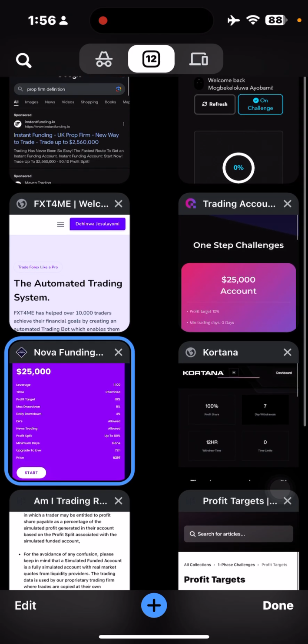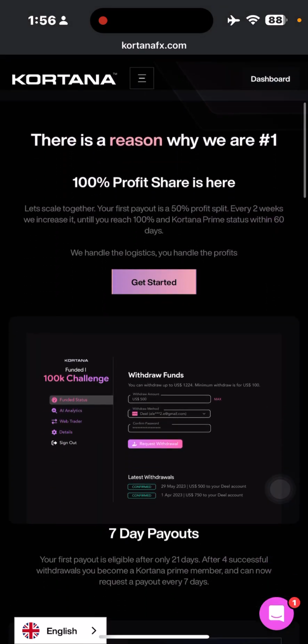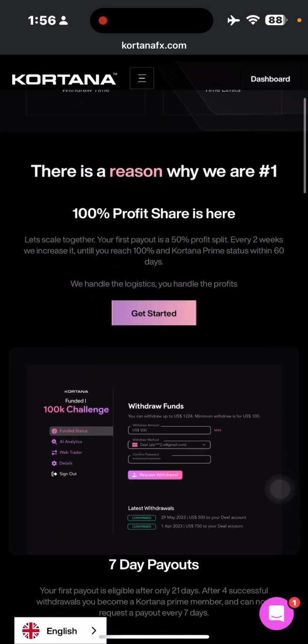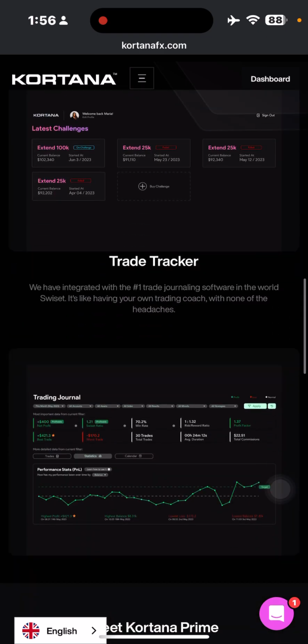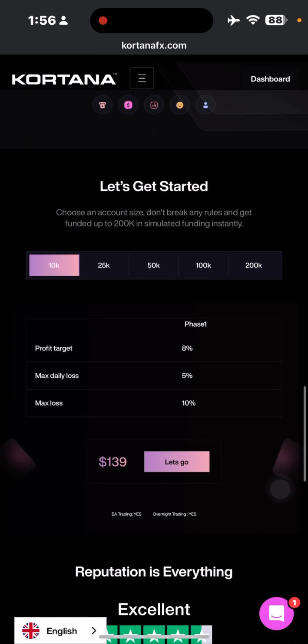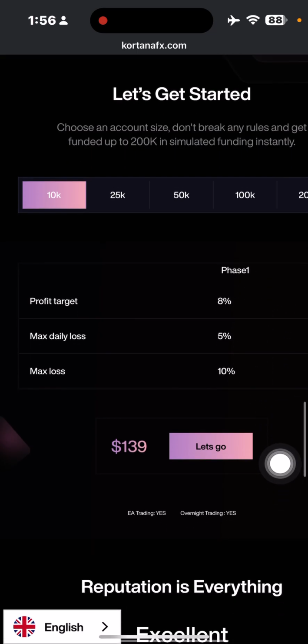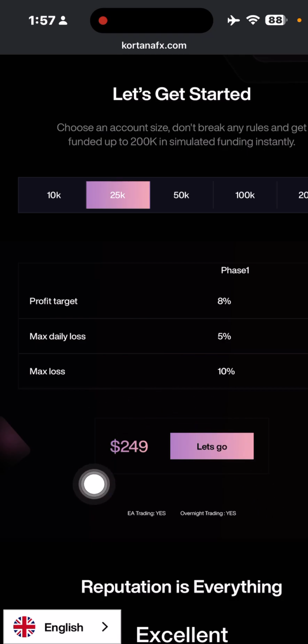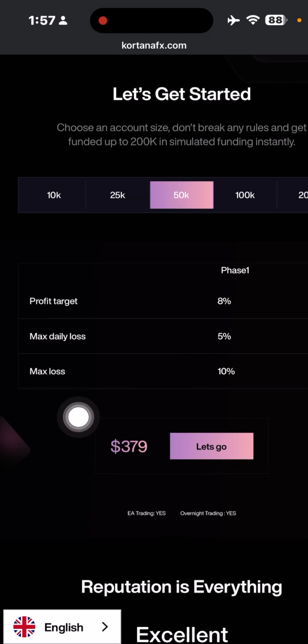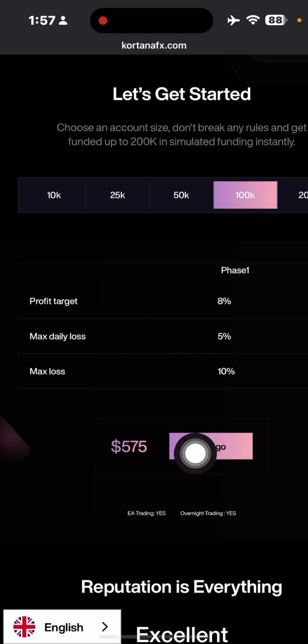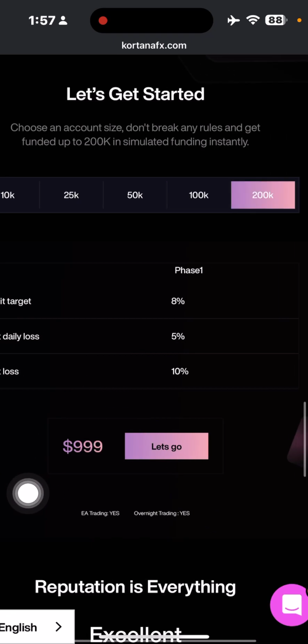Now, the last one I will be talking about is Cortana. Cortana has the same features as every other prop firm. Their own is 8%, 5%, and 10%. And this is the fee for 10K. This is the fee for 25K. This is the fee for 50K. This is the fee for 100K. Then this is the fee for 200K.